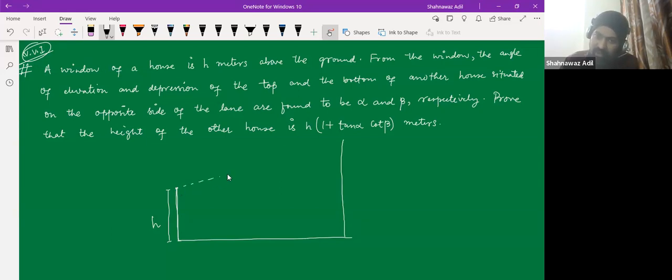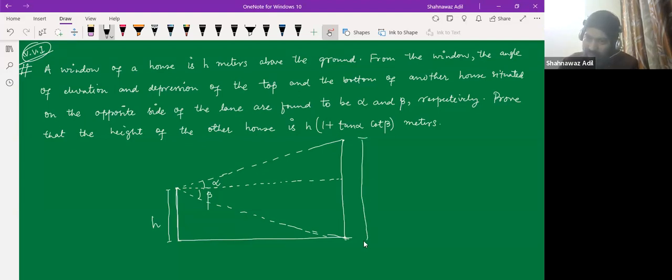They are telling that if we look from the window, the angle of elevation of the top of this house is alpha. So we make the angle of elevation from this line of sight, right? This is the angle of elevation alpha. And we also have this angle of depression from this window to the bottom of this house, and that is beta, right?